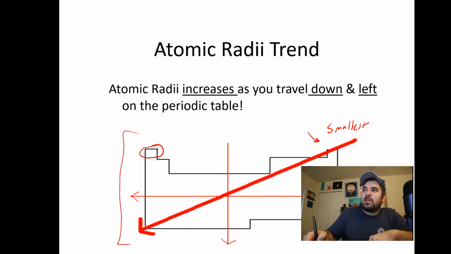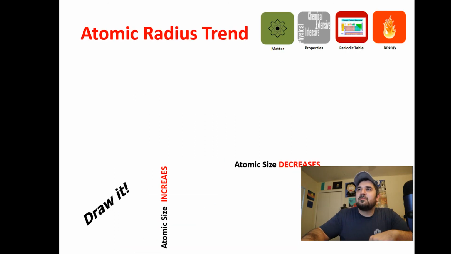But here, this is where we have the trend. Smallest element goes here. Largest element is gonna be right here. It's called francium. If you look at your periodic table, it sits right there. That's the largest element on the periodic table. So everyone should draw this in your notes. You're going to have questions that we're going to answer based on that.